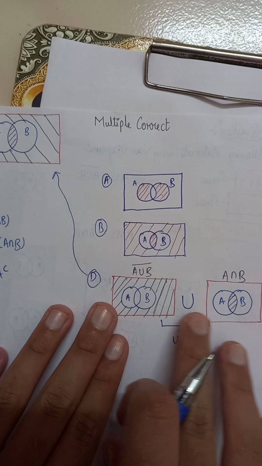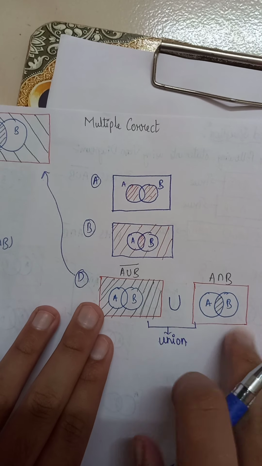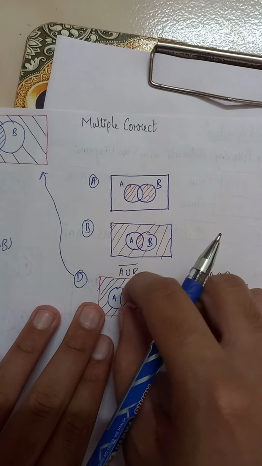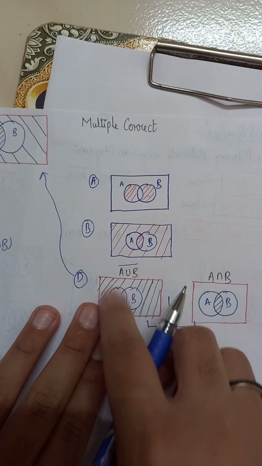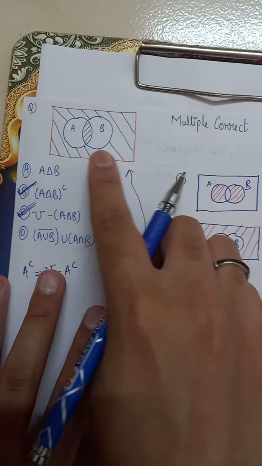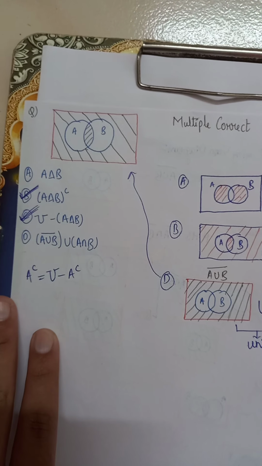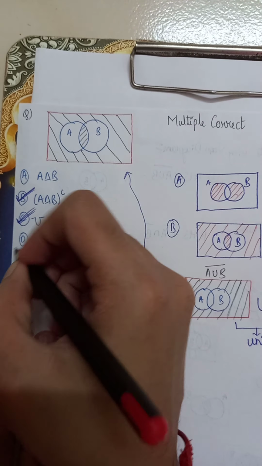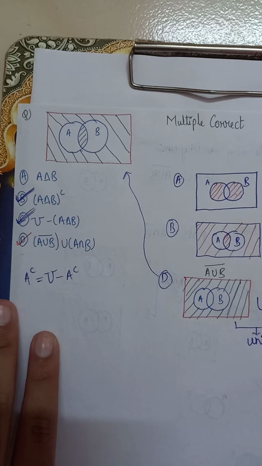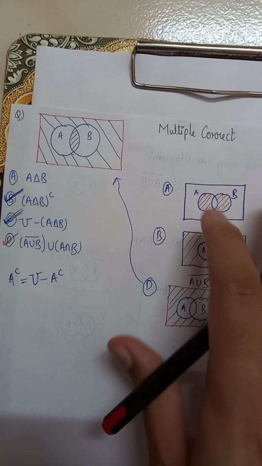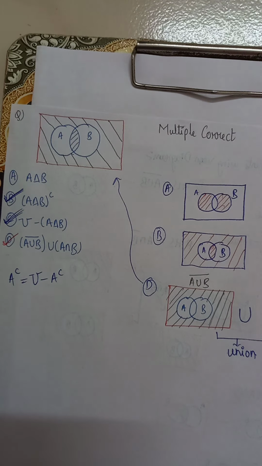So you take the union of this, then you shade. If you take the union of this, the common parts region also you need to shade, and you shade the outer parts of the sets. That is the same thing. So even from this we get to know that option D is correct. That's why I told you this is a multiple correct option.